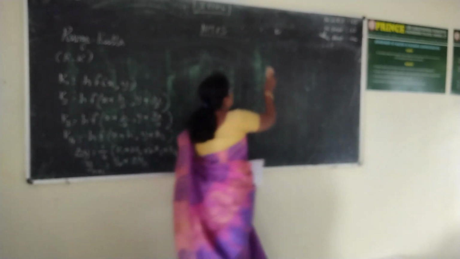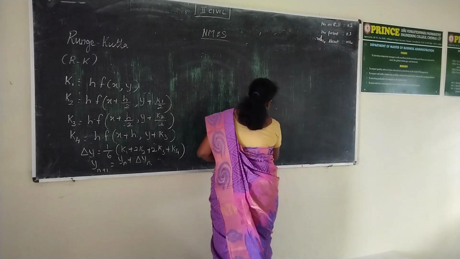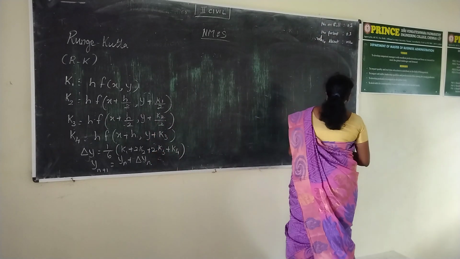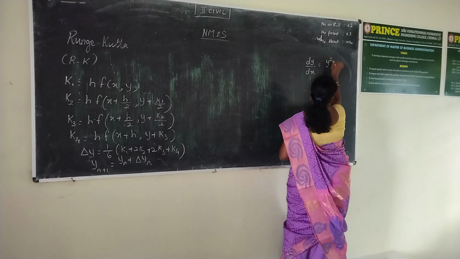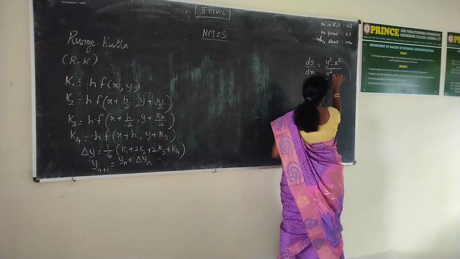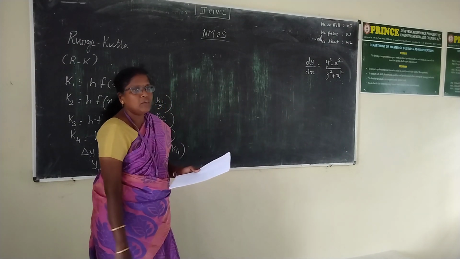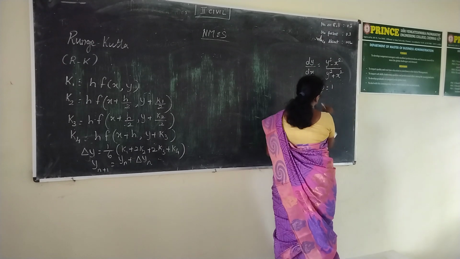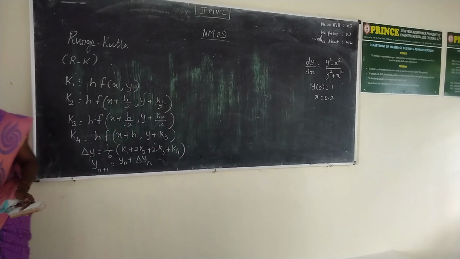Using RK method of fourth order, solve dy by dx is equal to y square minus x square by y square plus x square, with y of 0 equal to 1, at x equal to 0.2.